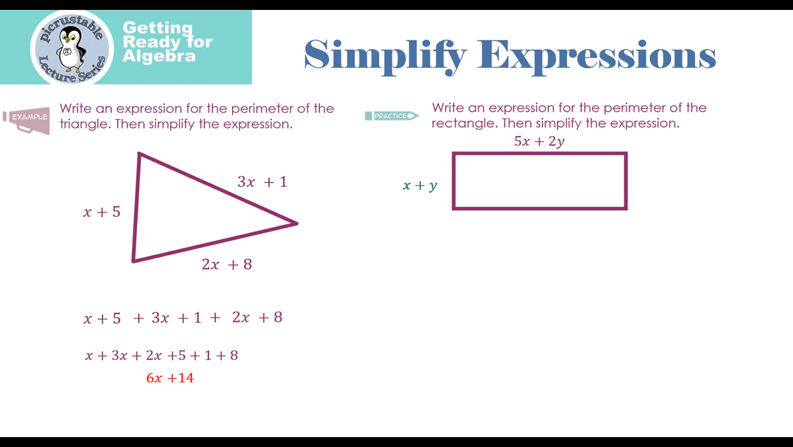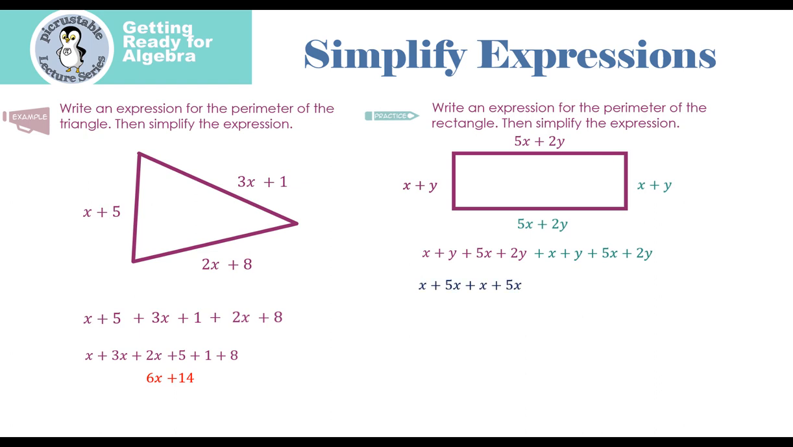Now it's your turn to try. You're going to pause the video, write an expression for the perimeter of the rectangle, then simplify the expression. Press play to check. Did you remember that this side is x plus y also? And this is 5x plus 2y? So we're going to take x plus y plus 5x plus 2y plus x plus y plus 5x plus 2y.